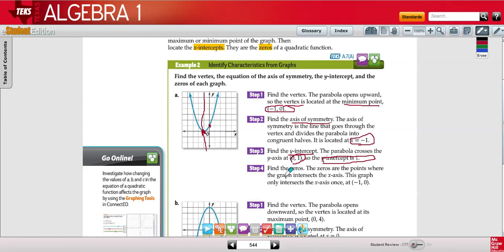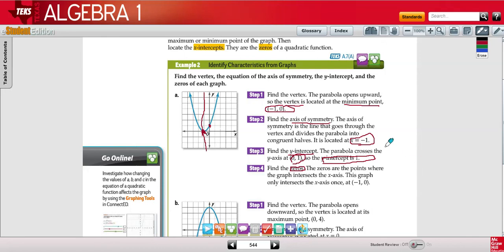Now for step 4, the last thing we're looking for is our zeros. But I also want you to write zeros, I want you to write x-intercept, I want you to write roots, and I want you to write solutions. Because all 4 of those words mean the same thing. So anytime from now on we write the word zero, we're also going to write the word x-intercept, root, and solution. All 4 words each time.